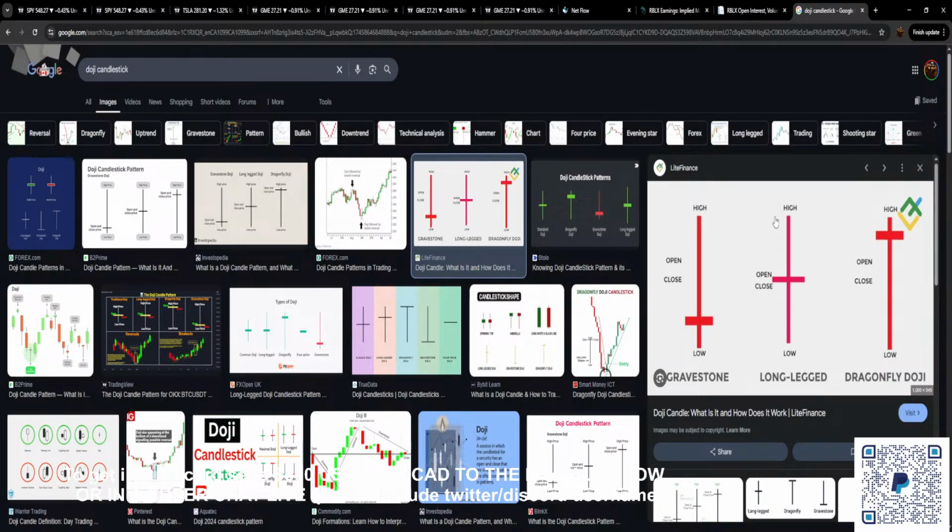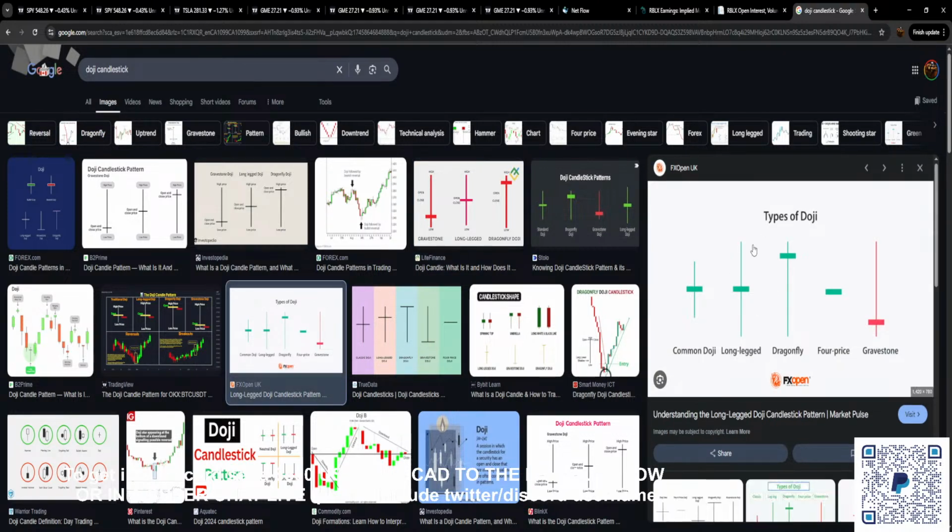These are just called long-legged dojis. It's literally the same thing, it just has longer wicks. It can still be a doji, they just refer to it as a long-legged doji. You guys can actually see it in this image right here. This is what your regular dojis look like.